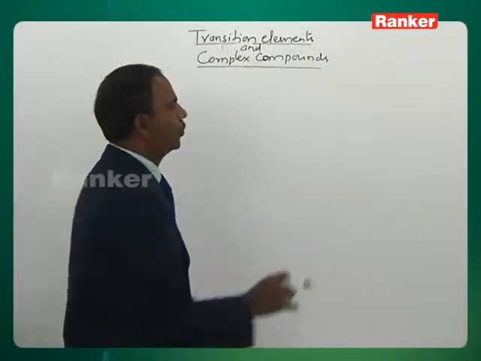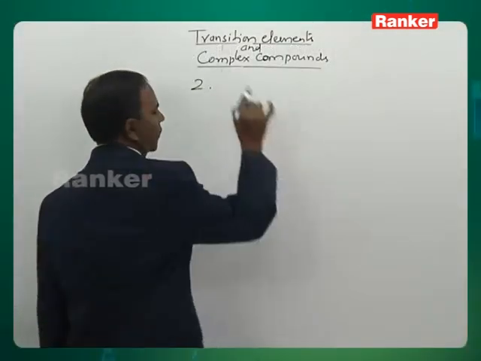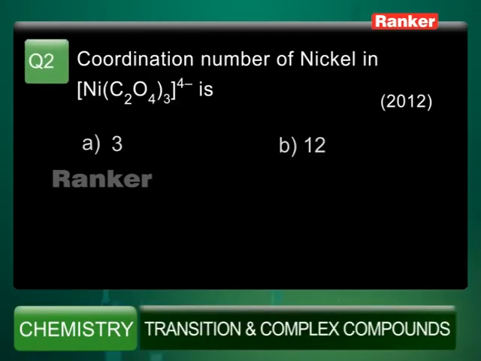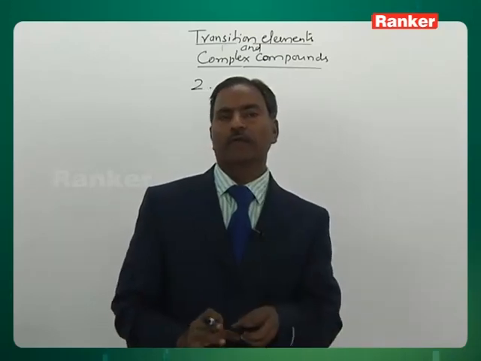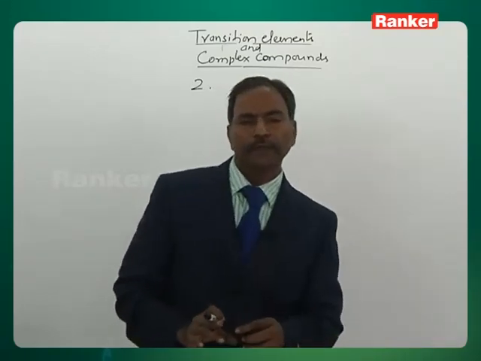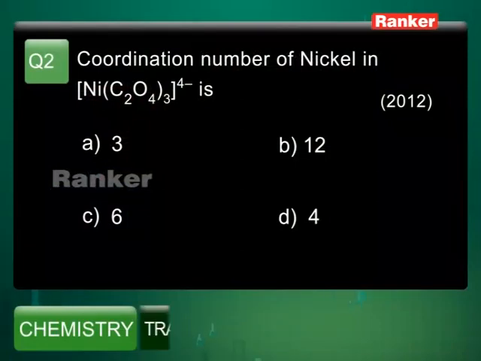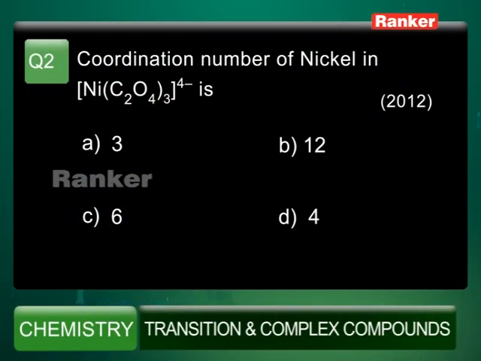Coming to question number 2. The coordination number of nickel in the nickel trisoxalato complex is asked. You know the oxalato ligand is bidentate, and it is there 3 times, so the total number of chemical bonds around the nickel is 6. Option A is 3, B is 12, C is 6, and D is 4.